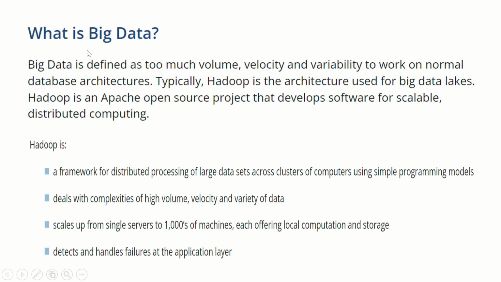So what is big data? Big data is defined by too much volume, velocity or variability to work on normal database architectures. Typically, Hadoop is the architecture used for data lakes.